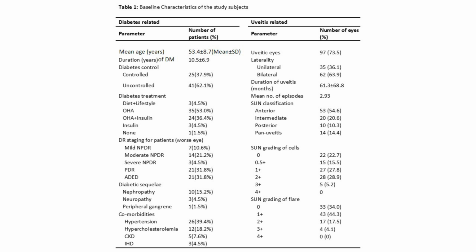Coming to the parameters in uveitic eyes, 97 uveitic eyes were included. 35 patients had unilateral uveitis and 62 patients had bilateral uveitis. The average duration of uveitis was around 61 months, and mean number of episodes per patient was around 2.93. Based on the SUN classification of uveitis, around 50% of the patients had anterior uveitis, and approximately the rest of the 50% had a combination of intermediate, posterior, and panuveitis. Based on the SUN grading of cells, most of the patients had approximately 1 plus to 2 plus cells, and based on the SUN grading of flare, most of our patients had a 1 plus grading of flare.